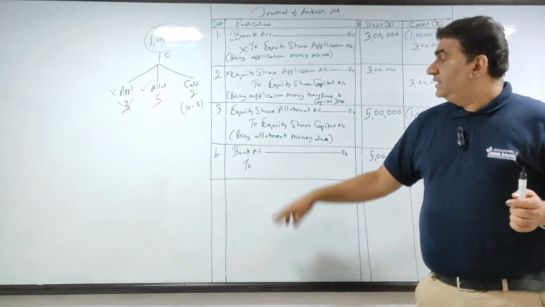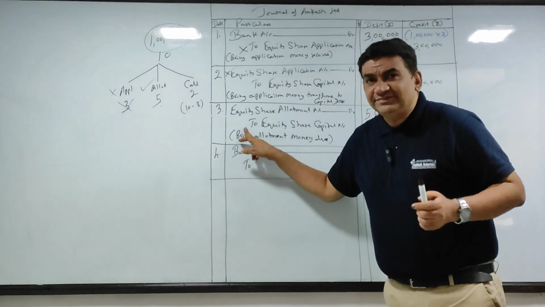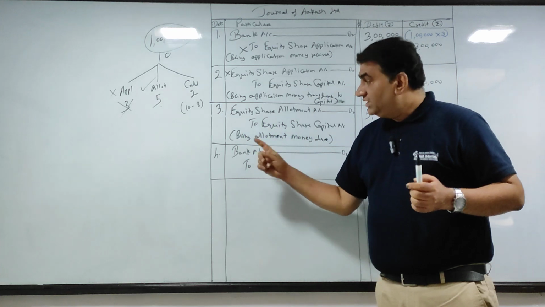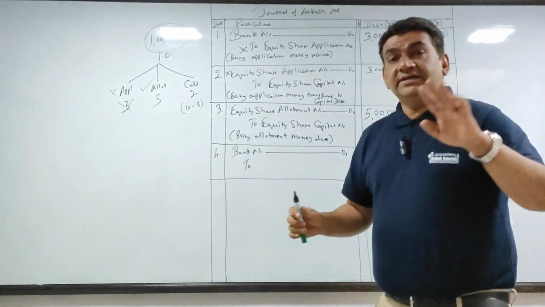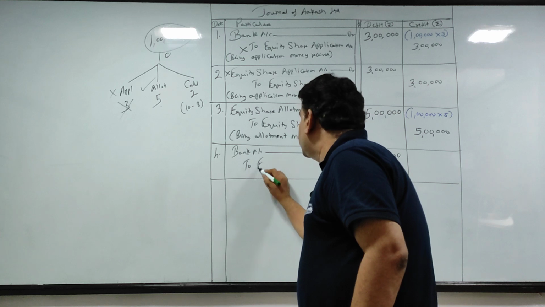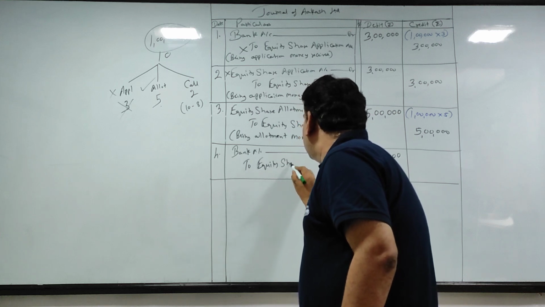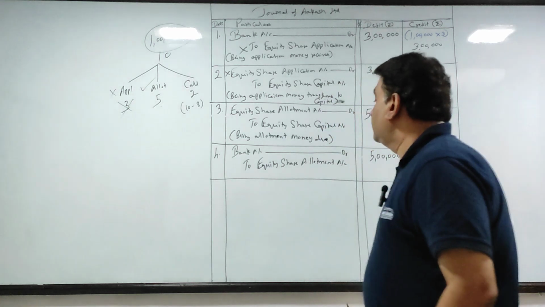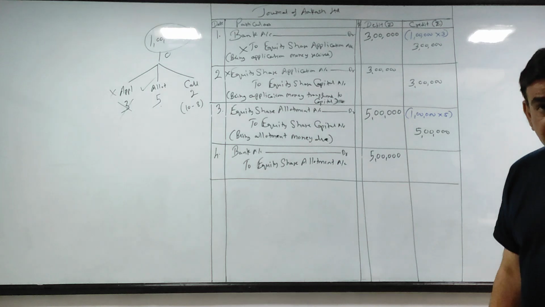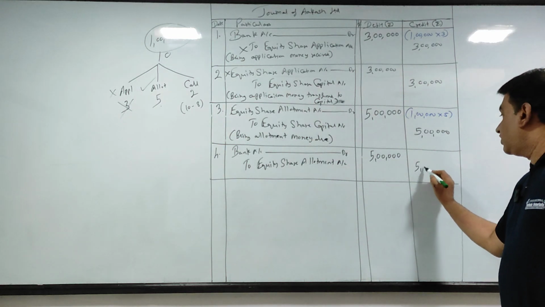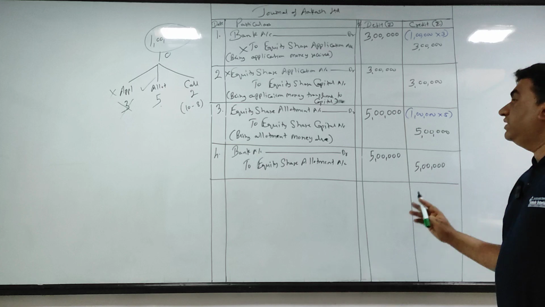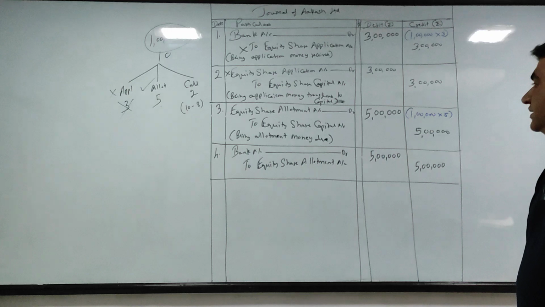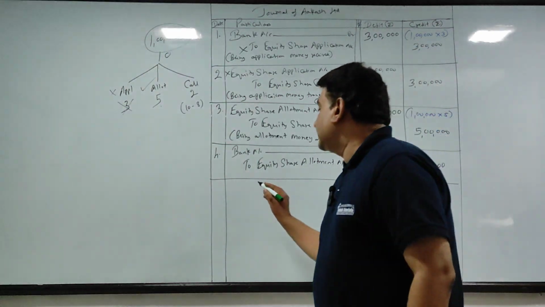Now I have received. In allotment, money was to be received. Understand what? See my words. In allotment, money was to be received. It was receivable, so I debited. Now I got it received, so I will credit. So to equity share allotment account. So bank account debit 5 lakhs and I am getting it against allotment. So I will credit equity share allotment by 5 lakhs. So bank debit 5 lakhs to equity share allotment 5 lakhs.